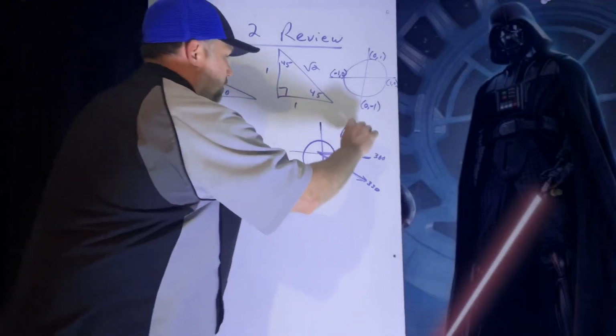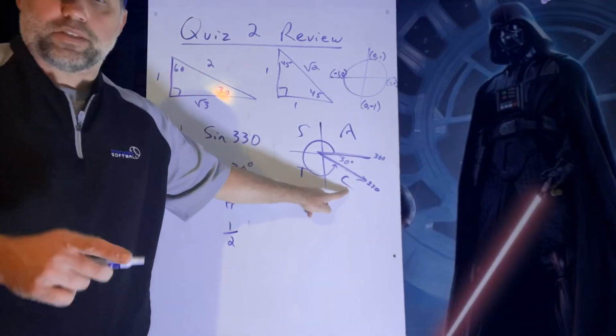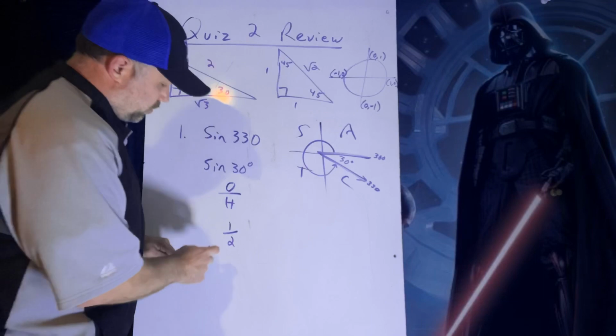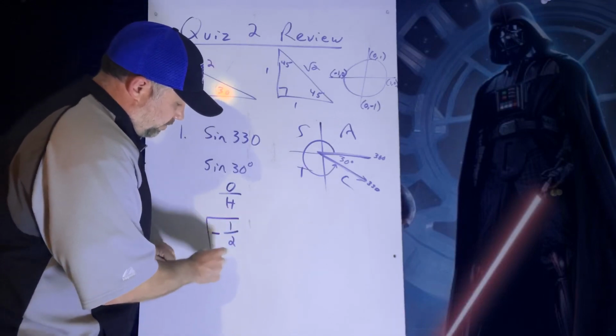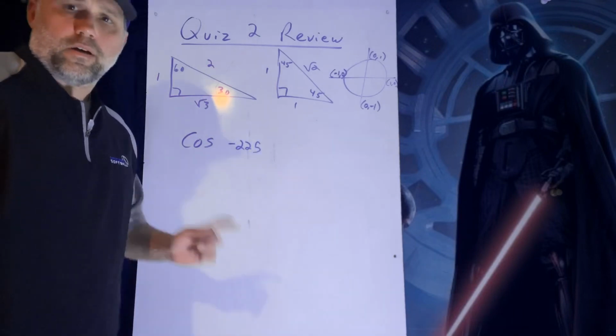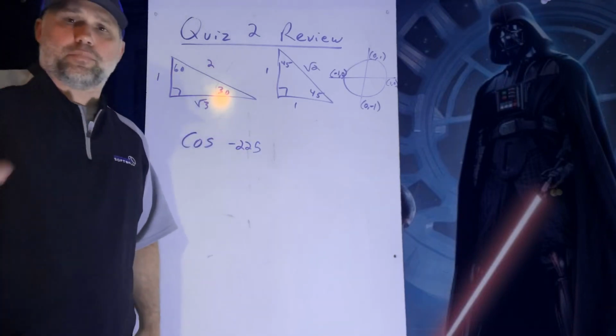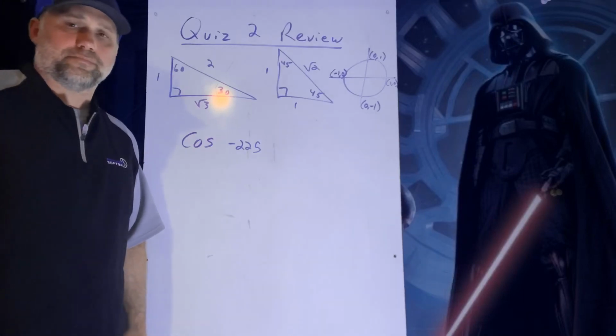But ASTC, we are in the C quadrant, which means cosine is the only one positive, so I need to make sure I make that a negative 1/2. All right, here's our last one, the cosine of negative 225. Once again, pause, and I'll go over it.